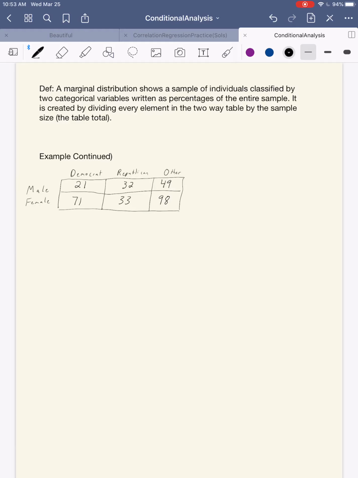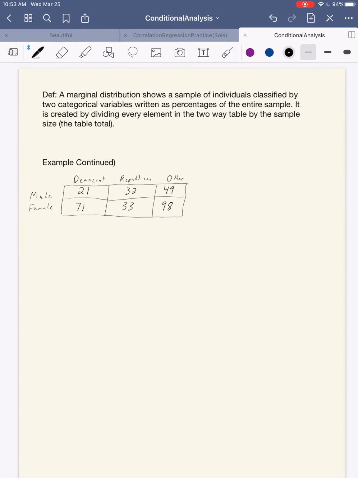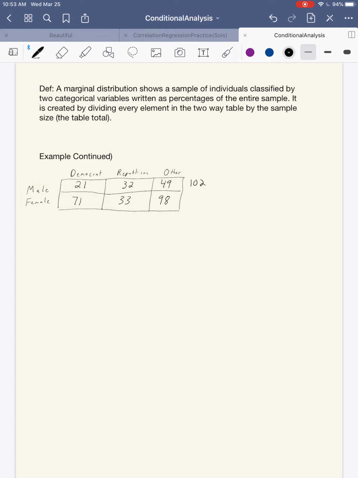We have our table right here. I'm going to quickly go back and fill in the totals that we had gotten. This one was 102, this was 202, this was 92, this was 65, this was 147, and this was 304. We had done that on the other page. All right, so let's build this marginal distribution. All you need to do is divide by the sample size. So we're going to rewrite our table, but divide every element by that sample size.